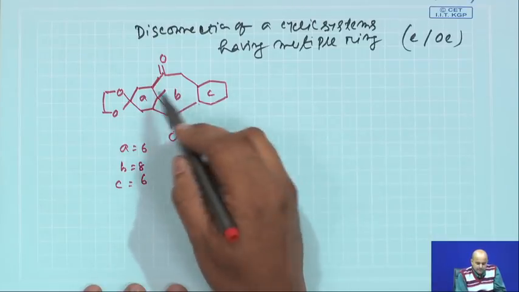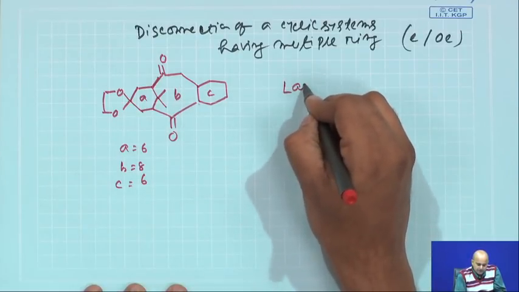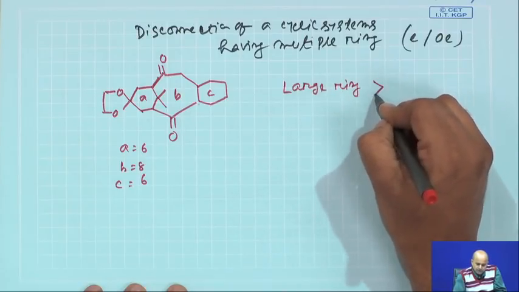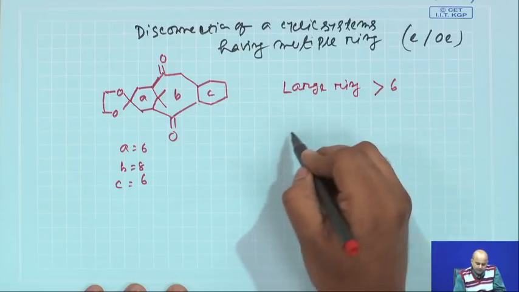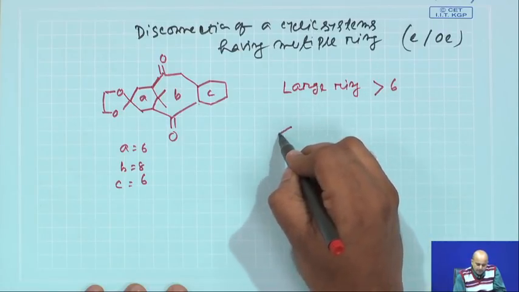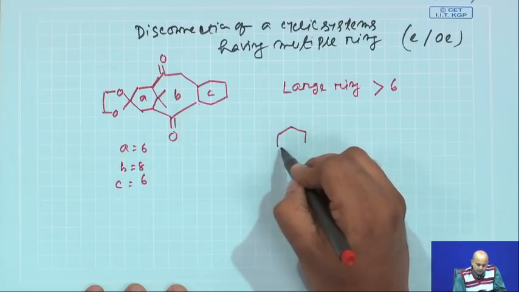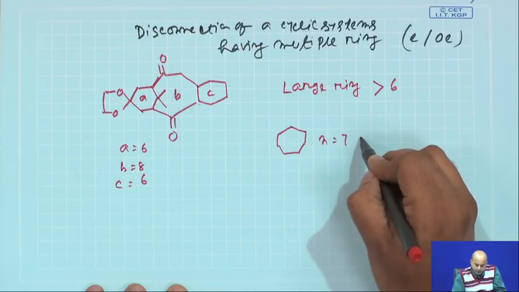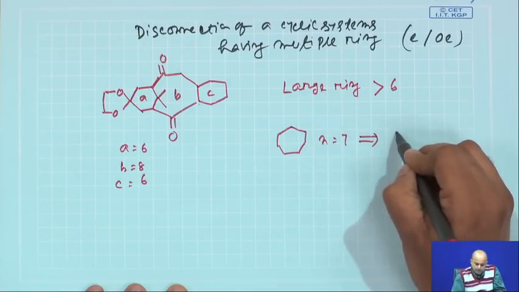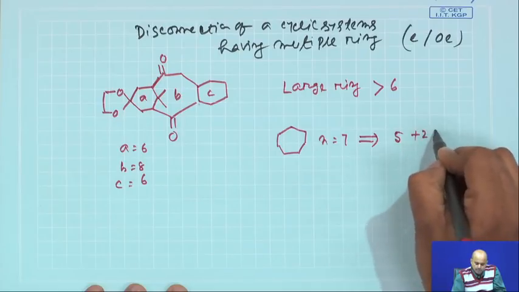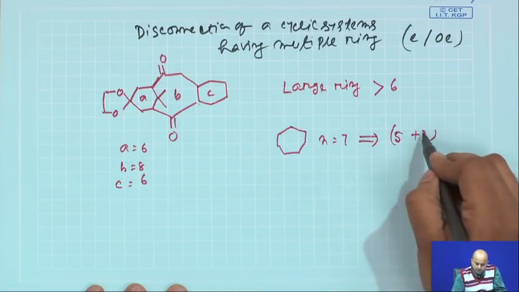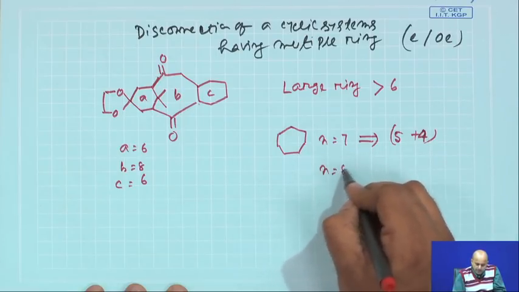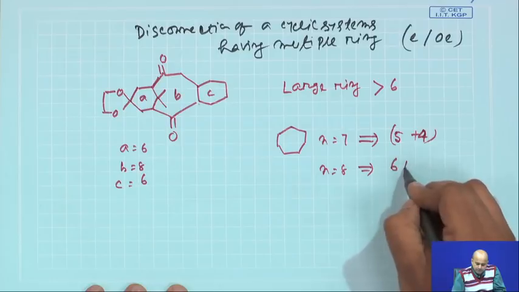is always advisable that if you are having a large ring whose size is greater than 6, like a 7-member ring or 8-member ring, it is advisable that if you are having a 7-member ring, you try to construct the 7-member ring through a 5-member ring plus a 4-member ring. I will show how. And if you are having an 8-member ring, try to make a 6 plus 4.